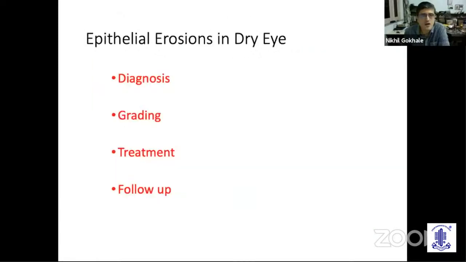So basically, we look at the ocular surface staining not only for diagnosis of dry eye. It also helps us to grade the type of dry eye and to decide what treatment we would like to use for a given patient. And then when we follow up this patient, the ocular surface staining helps us to know how the treatment is going and how is the response to the medical treatment that we are doing in a given patient.